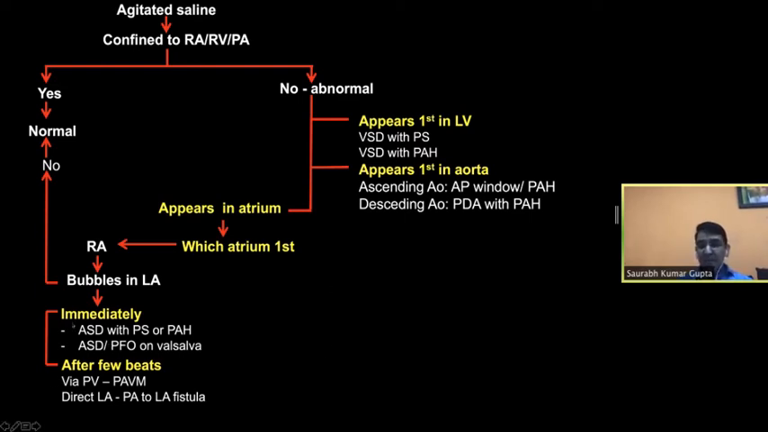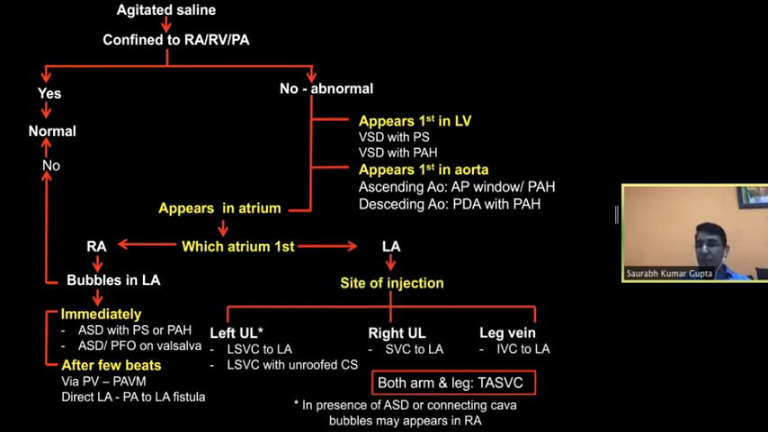Now, I discussed what is the importance of that 3 to 5 beats rule, and we have to keep our eyes open when we analyze this effect. Now, if it is appearing in the LA first, then it depends upon where you are injecting. If you are injecting in the left upper arm vein, then it can be left SVC to LA. It can be left SVC with unroofed coronary sinus.